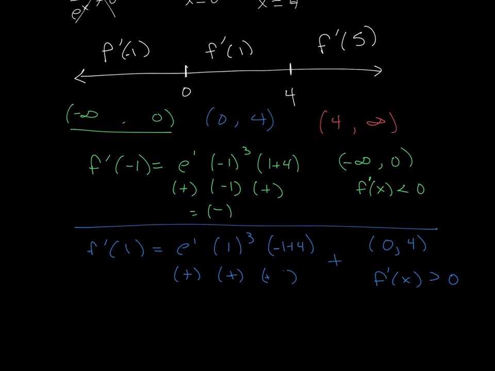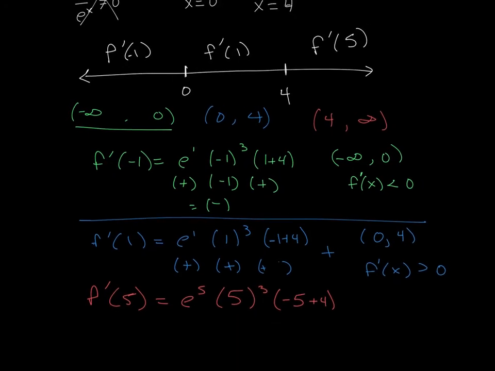All right, so the last one that I have to do in here is a number larger than 4, a number that's in the interval from 4 to infinity. So when I plug that in, I'm just going to pick the number 5. That's e to the 5, 5 to the 3rd, and finally -5 plus 4.